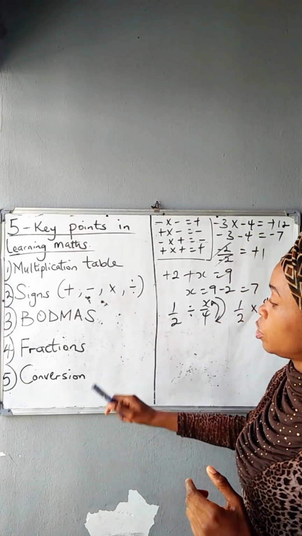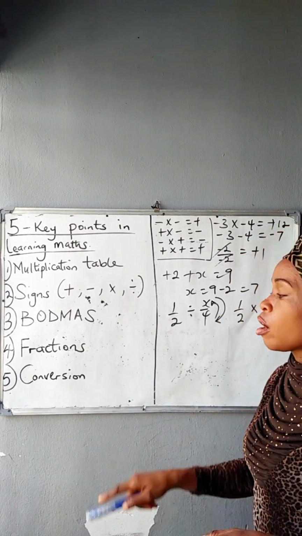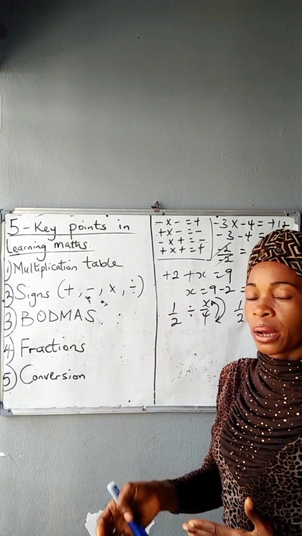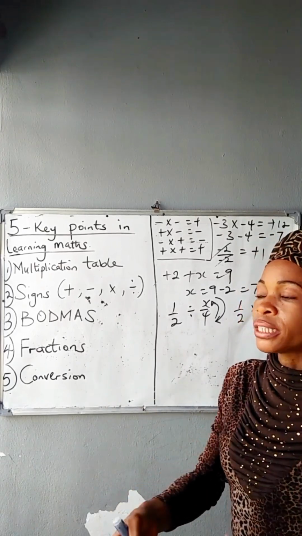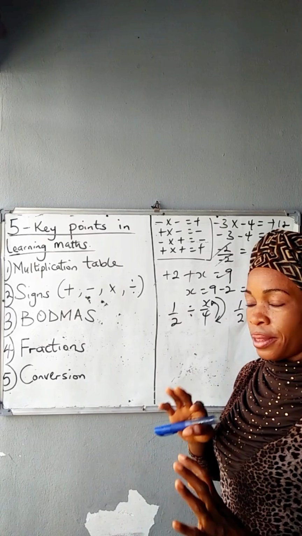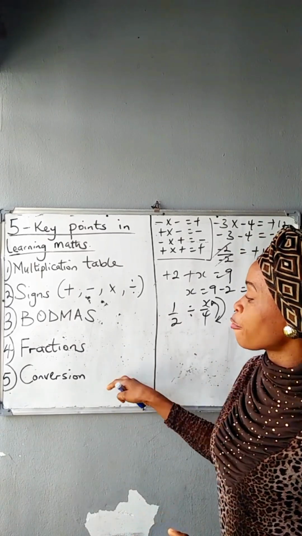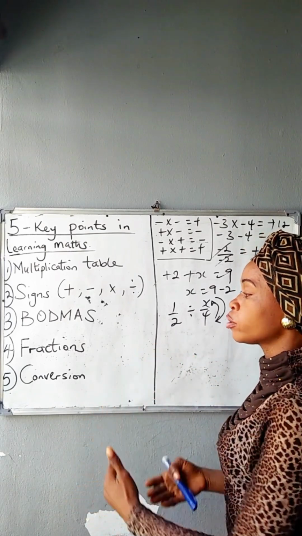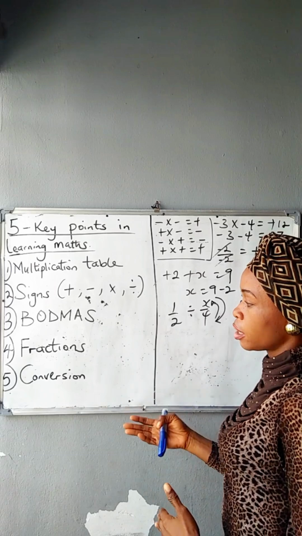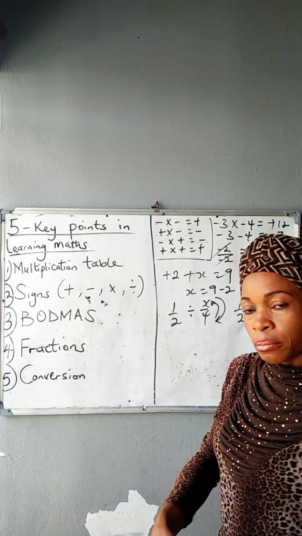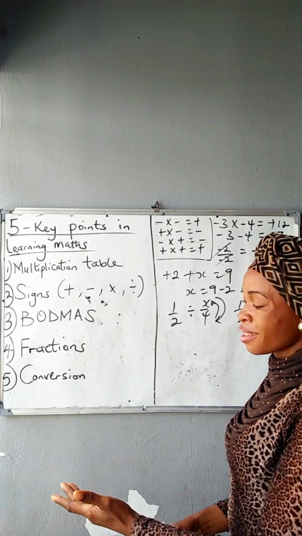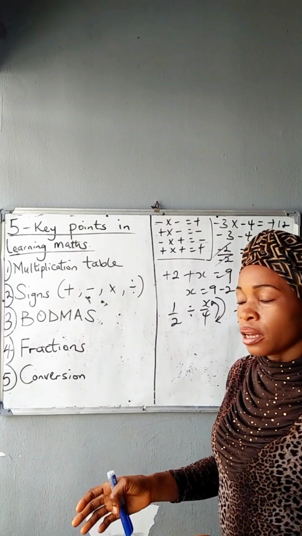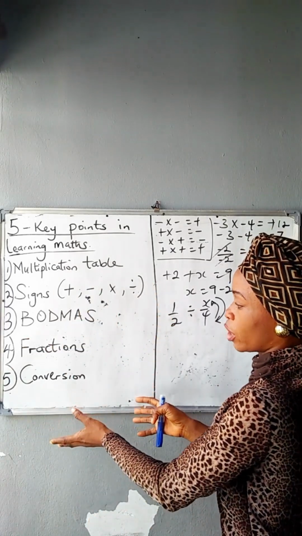Key points to note. The last one is conversion. This conversion, I'm talking about changing from gram to kilogram, kilometer to meter, meter to kilometer. There are rules. Now, apart from changing in that aspect, you can also change in time. Seconds to minutes, minutes to seconds, hours to minutes, hours to days. Conversion is very important.